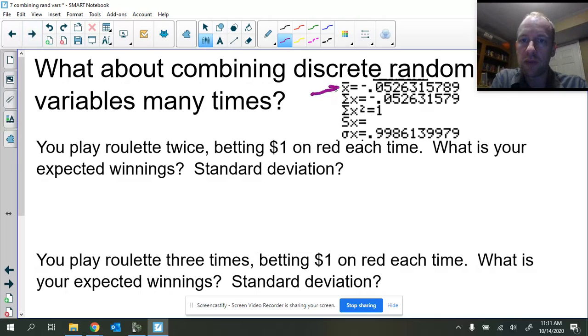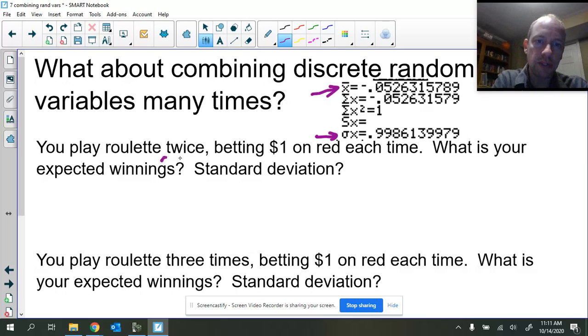Roulette has an average loss of 5 cents per dollar bet. Every time you play roulette, if you bet $1 on red or black, you are going to lose 5 cents on average per play. So the standard deviation then is pretty highly varied because of the nature of the game. It's about $1, almost $1 that you can vary. So quite a bit of variation.